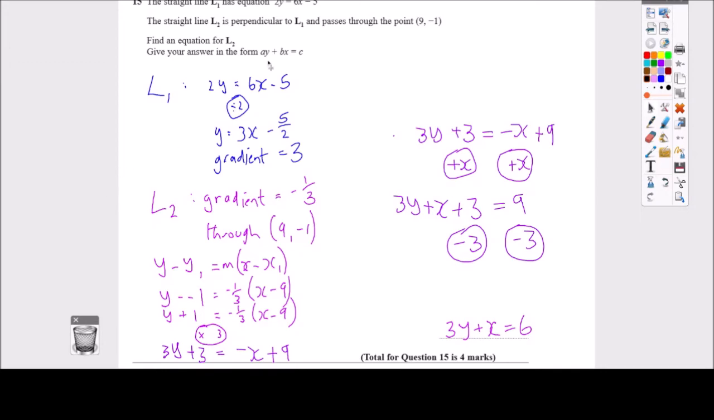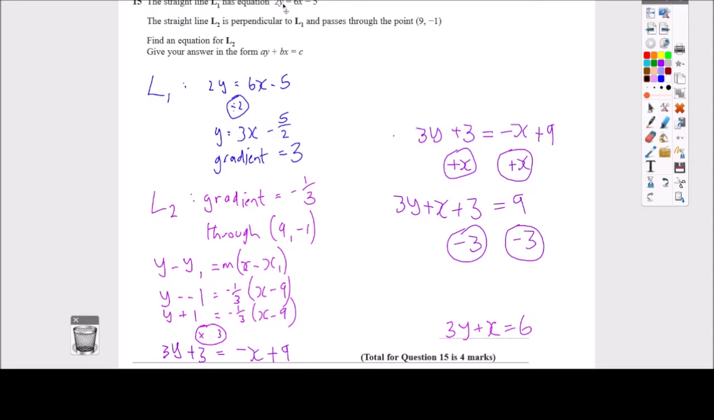Question 15. Now we're being asked to work out an equation for L2. So to work out an equation of a straight line, you need two things. You need to know the gradient, which we'll come back to in a minute. And you need to know a point on the line, which we know. We know it goes through 9, minus 1. Now, how are we going to work out the gradient of L2? Well, we know that it's perpendicular to L1. So if we can work out the gradient of L1, we can then work out the gradient of L2.